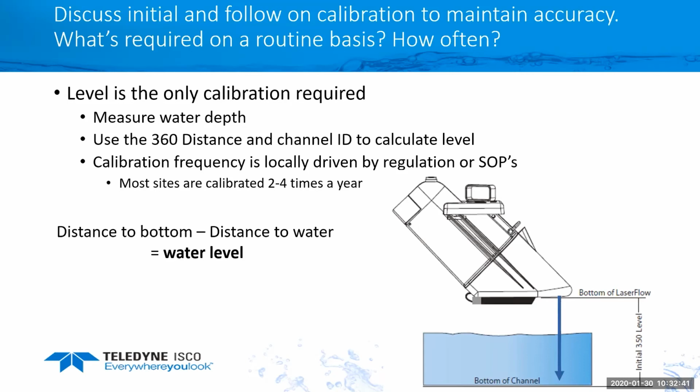And then now when we have the distance reading from the sensor itself, we just subtract the distance from the overall distance to the bottom of the channel. What's left over is going to be your level.